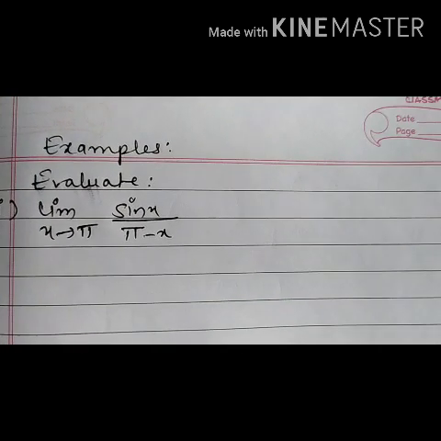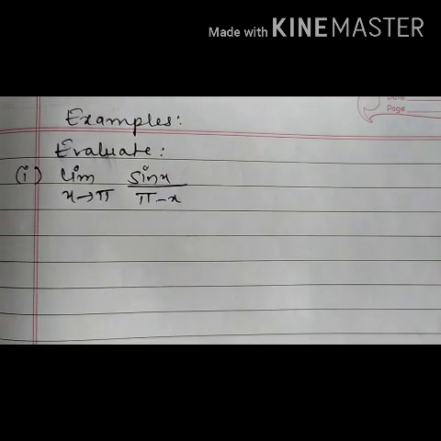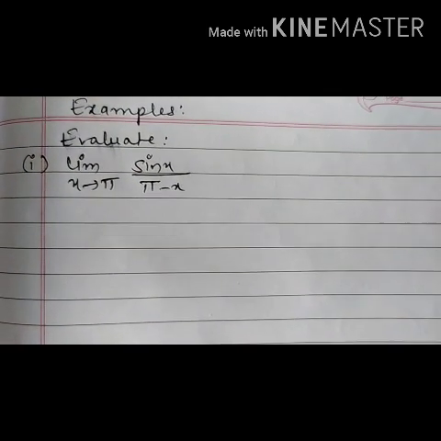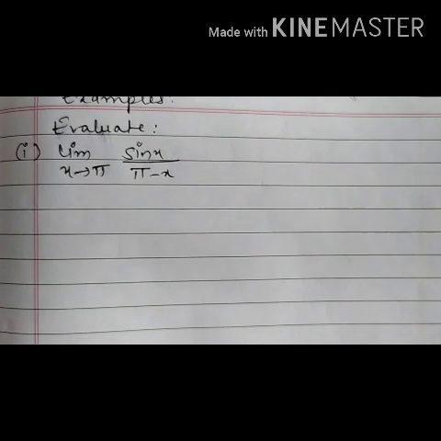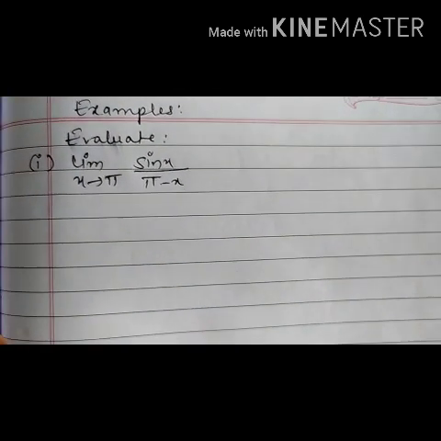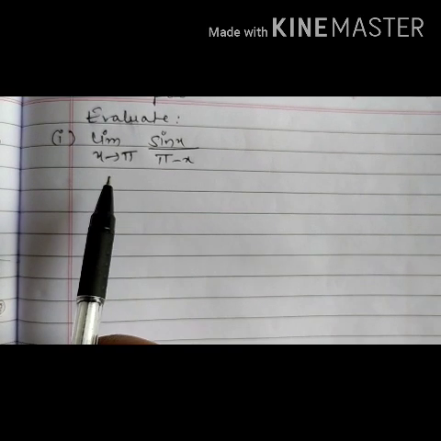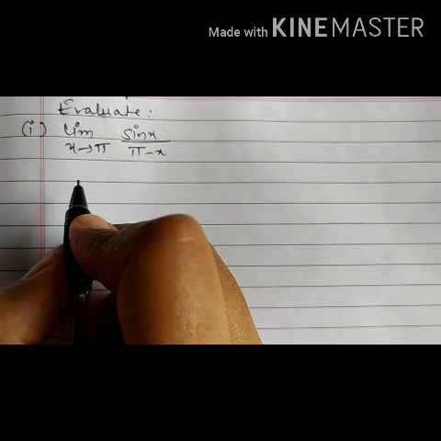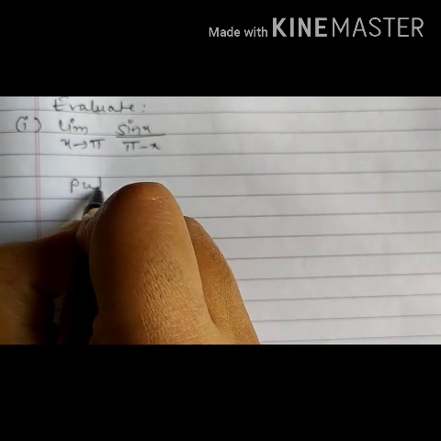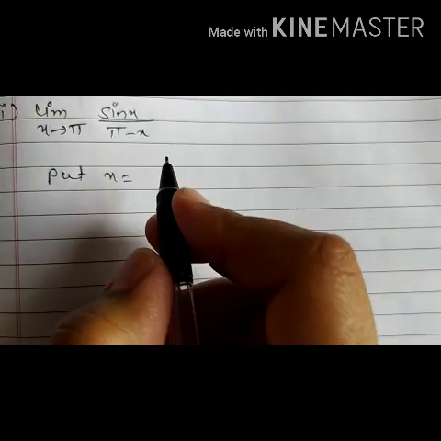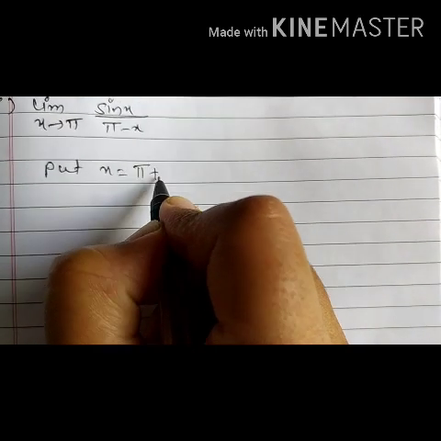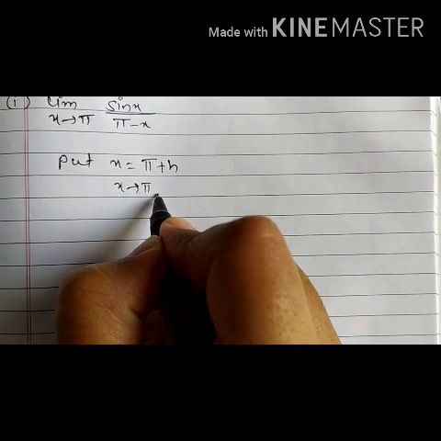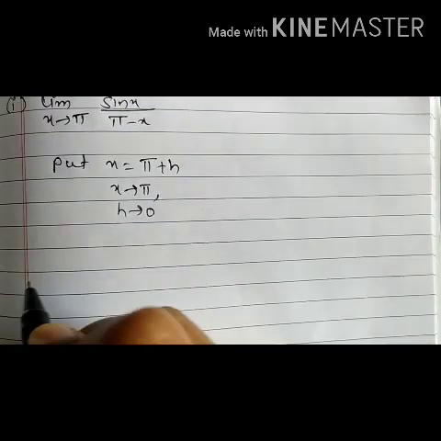Now we'll see the examples on the second type, the evaluation of trigonometric limits when the variable is tending to a non-zero quantity, that is, a non-zero real number. So the first example is: evaluate the limit as x tends to pi of sin x upon pi minus x. Now we put x equals pi plus h. As x tends to pi, h also tends to 0.